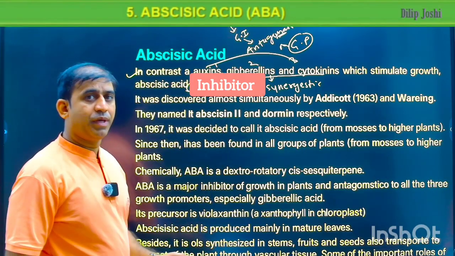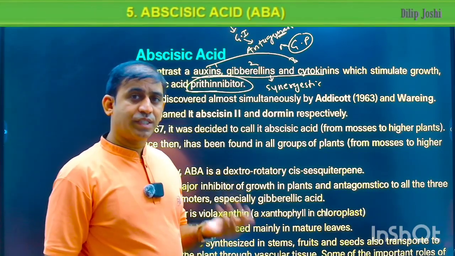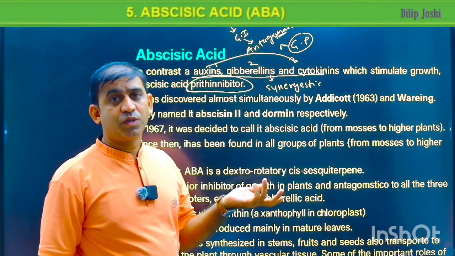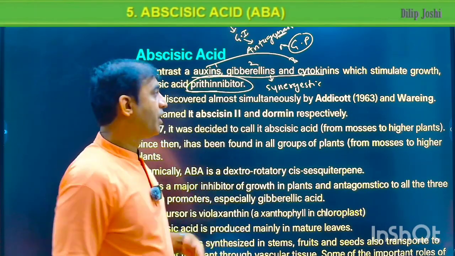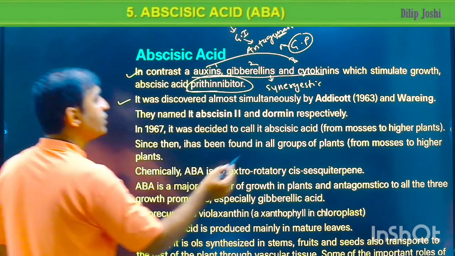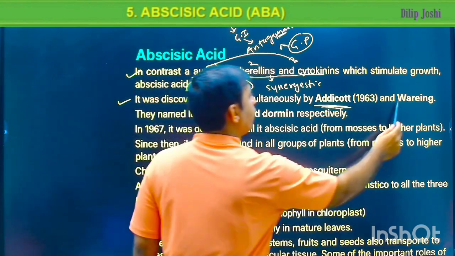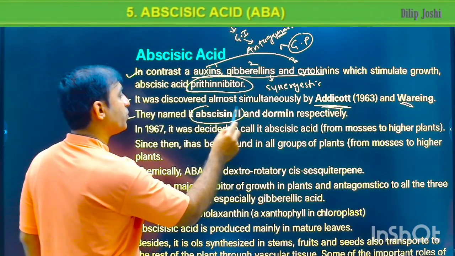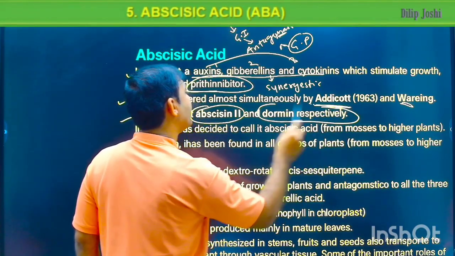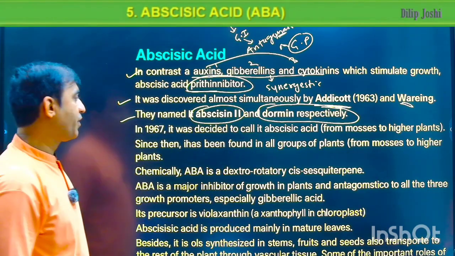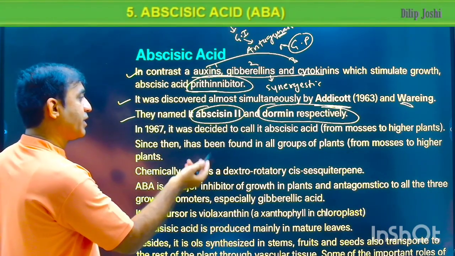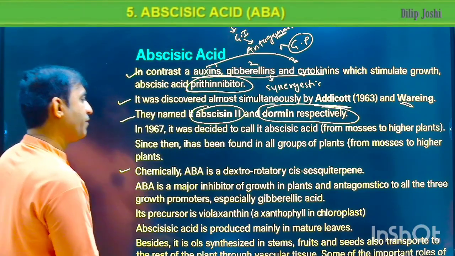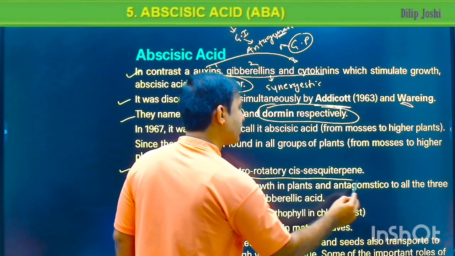I told you about ABA, that ABA is also called the stress hormone, or the chemical found in it is abscisin II, that is dormin II. It was discovered by the scientists Addicott and Wareing, and they named it abscisin II or dormin respectively. These names were given, but as I told you there are different names as well. Then abscisic acid was found in mosses and higher plants. Chemically, it is a dextrorotatory cis sesquiterpene.